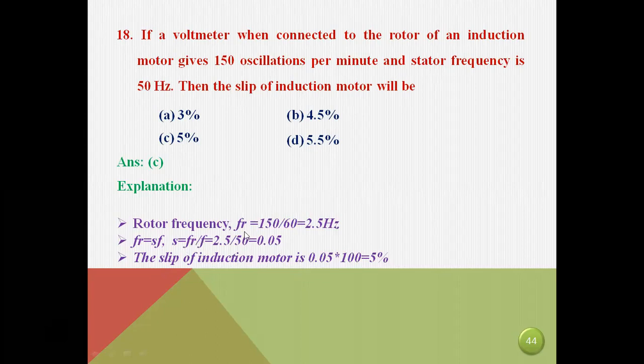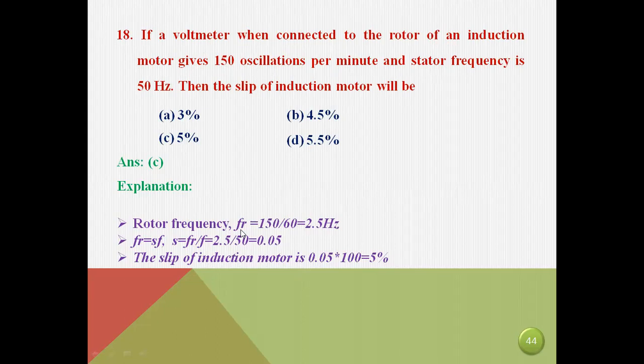But for Fr, what equation do we have here? If you see, they have given the oscillations, 150 upon 60. If you solve, you will get 2.5 hertz, because they have given that a voltmeter, when connected to the rotor of the induction motor, gives 150 oscillations. So you can take the number of oscillations here per minute.